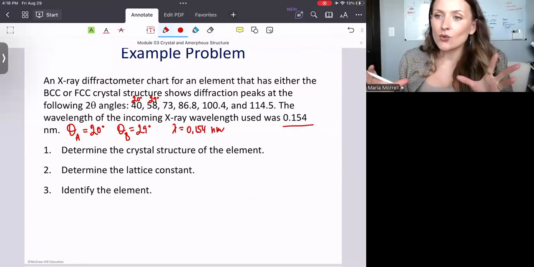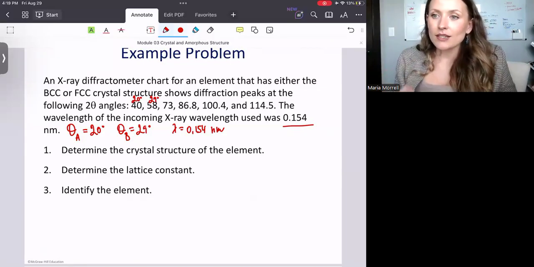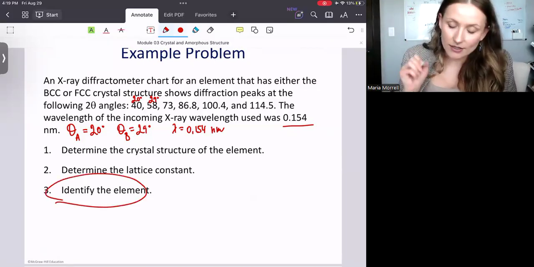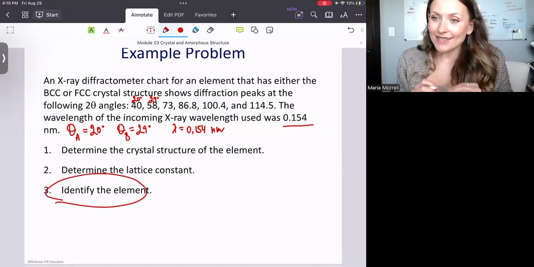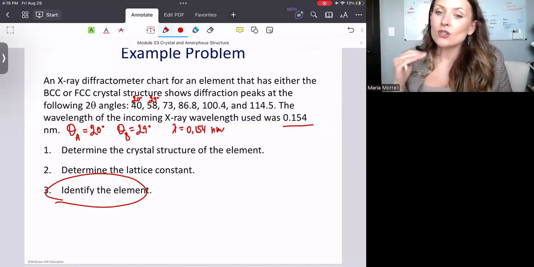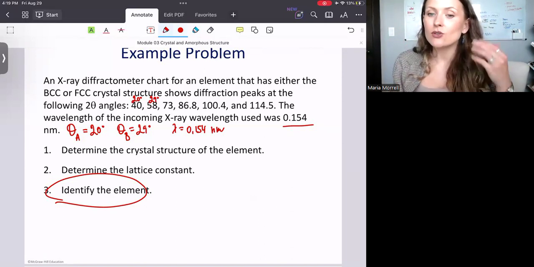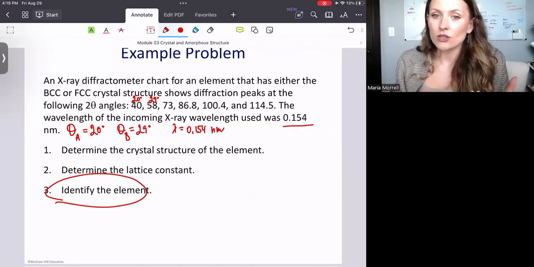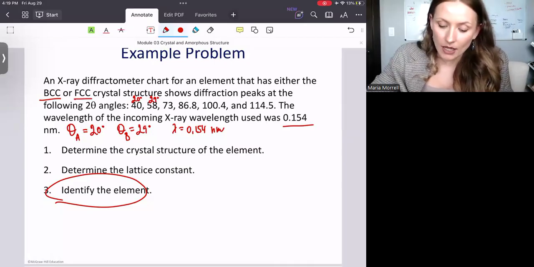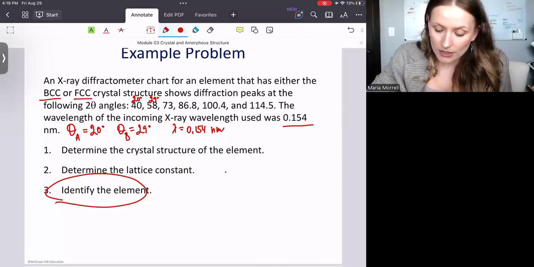Step number one, to be honest, guys, yes, I'm breaking it down into three steps, so I'm guiding you how to do it. But typically in the exam, I'm not going to ask you for one, two, and three. I'm just going to say identify the element. But in here, to identify the element, I'm guiding you through steps that you should take. First, you need to determine the crystal structure. You need to know, well, is it BCC or is it FCC? And hopefully people remember that I need to find this ratio.